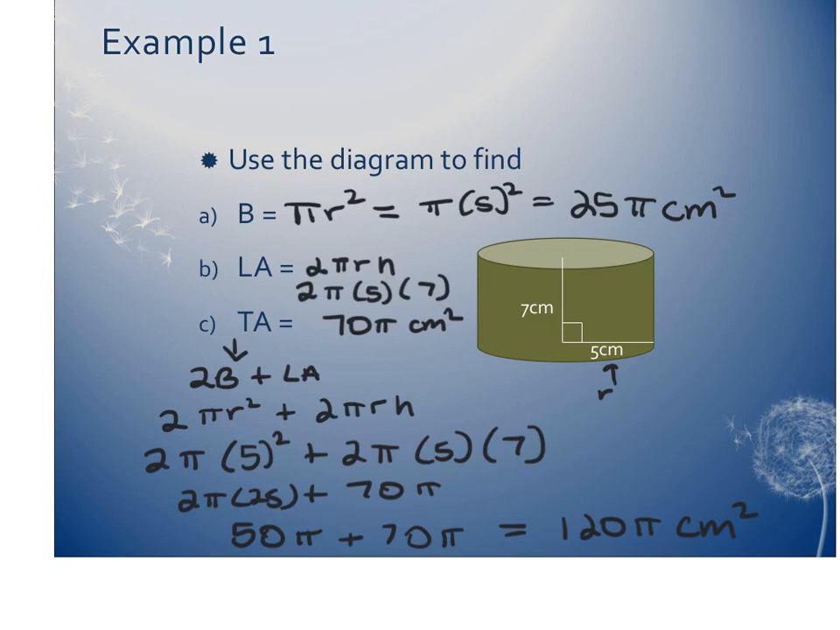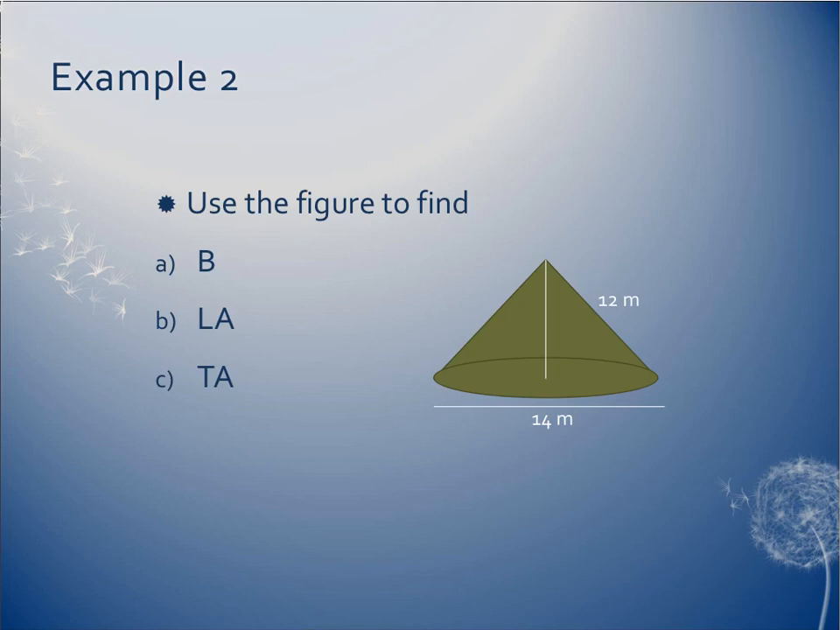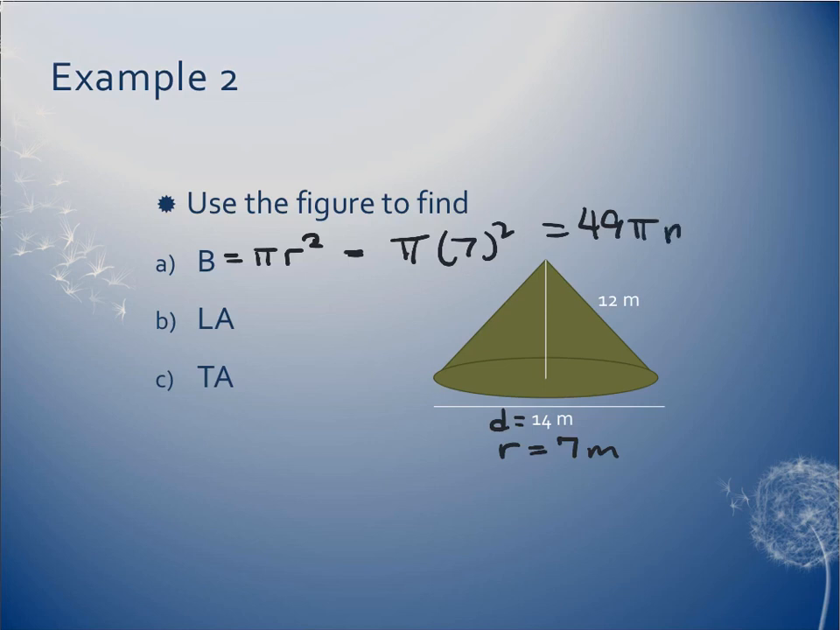Let's do a cone. So again, the base area, the shape on my base here for a cone is again a circle. So pi r squared. My radius, notice they gave me a diameter. So I'm going to turn this into a radius by dividing it by 2. So pi times 7 squared gives me 49 pi meters squared.